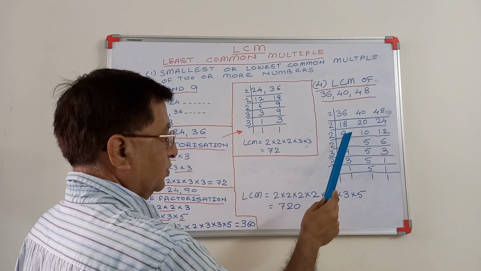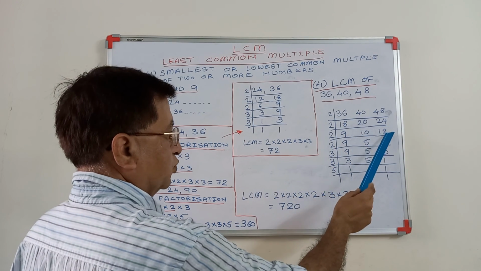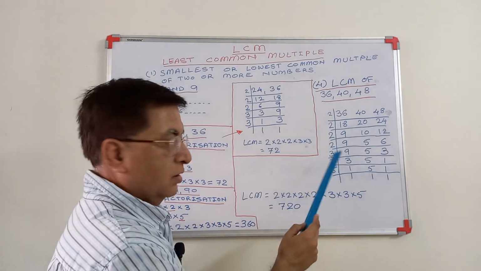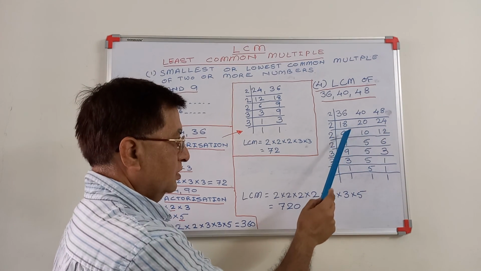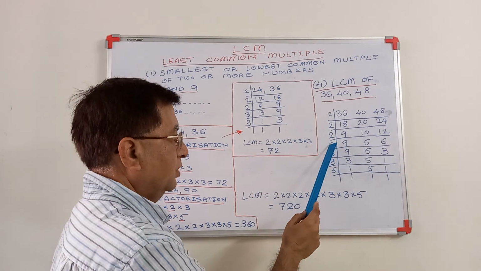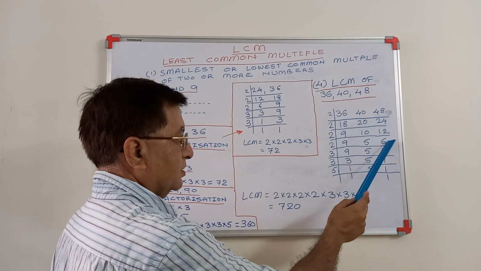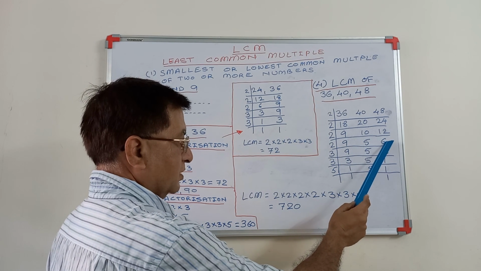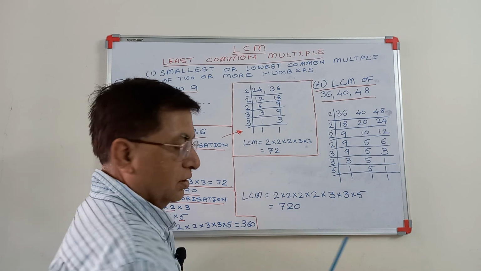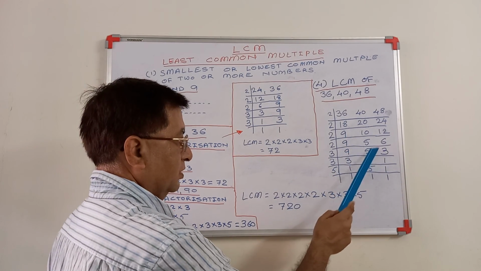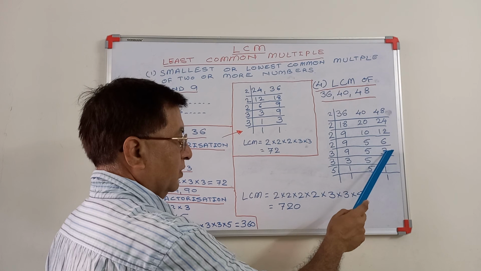Again we divide this by 2. So we get 9, 10 and 12. Now 10 and 12 are again divisible by 2. 9 we carry forward because it cannot be divided by 2. Right? So we divide by 2. So we get 9, 5 and 6. Now these are divisible by 2 also because we have 6 here. 5 and 9 cannot be divided by 2. So we carry forward 9 and 5 here. 6 we divide by 2, so we get 3.